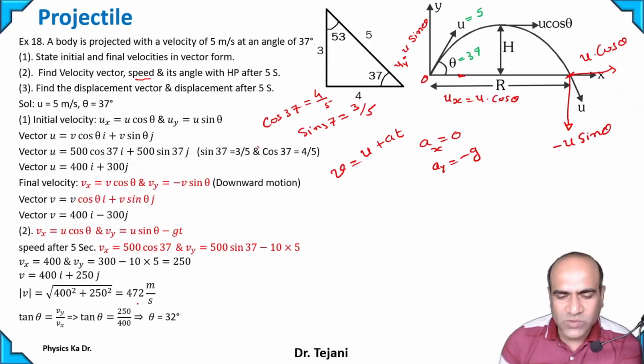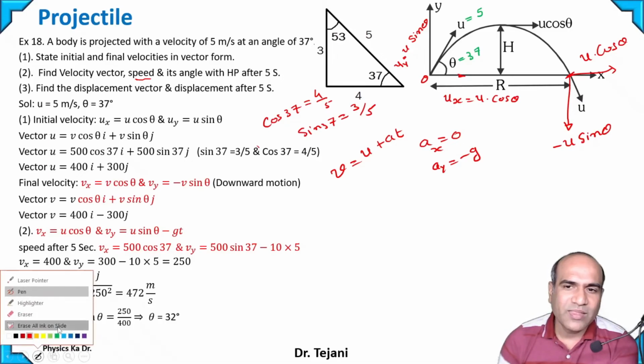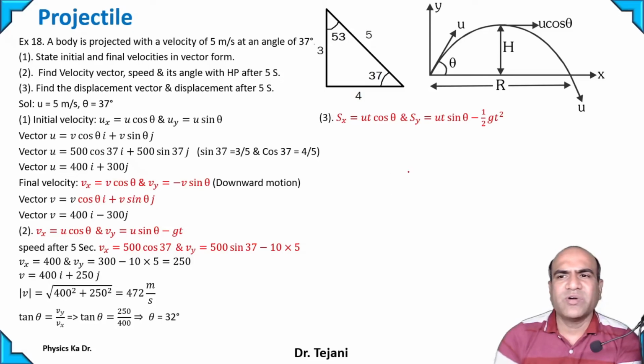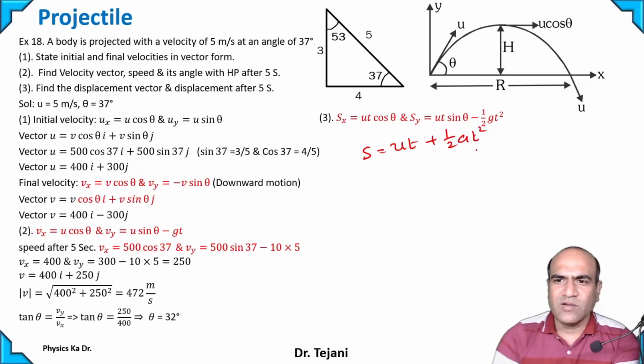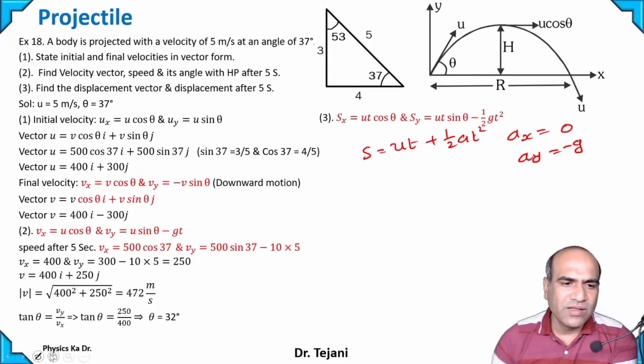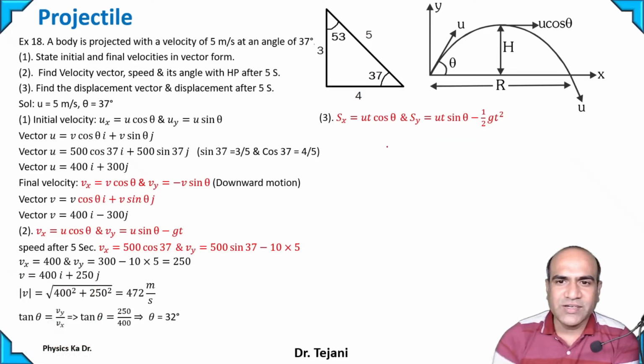250 by 400. So theta is equal to 32. Then we need to find the displacement. So we have the equation for displacement: S is equal to ut plus 1 half at square. For horizontal, ax is equal to 0. Ay is equal to minus g. So put these values here and we have the above equation.